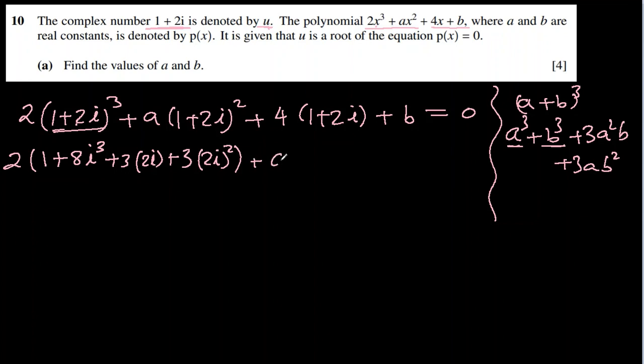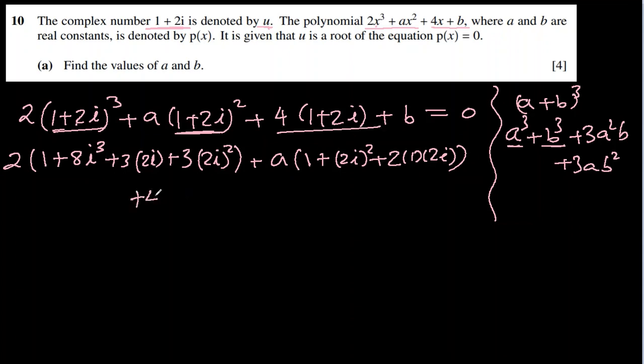Let's open the other bracket also. 1 plus 2i square will be a square, which is 1 square, plus b square, 2i square, plus 2ab, 2 times 1 times 2i. That's the expansion of a plus b square. Alright, remaining is this. 4 times 1 is 4. 4 plus 2i is 8i plus b equal to 0.